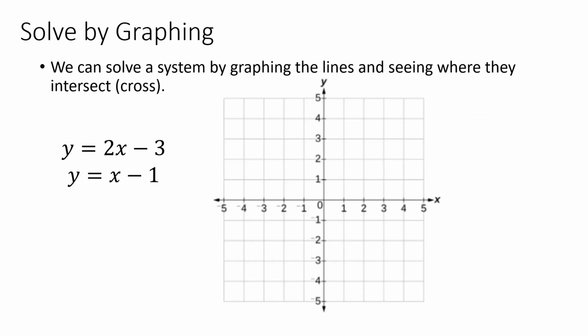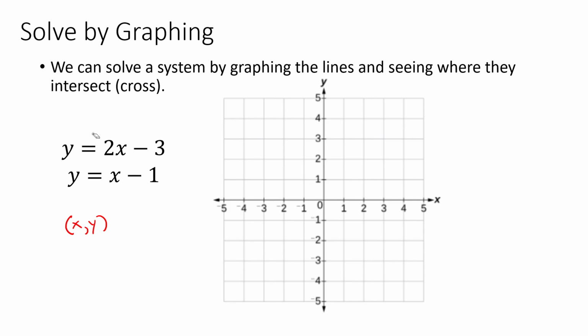Okay, because we're going to start solving by graphing now. But to solve by graphing is really no more difficult than graphing a single line. We're just going to graph two lines. Okay, remember, we are trying to find an ordered pair, right? Some x and y that makes both equations true at the same time.